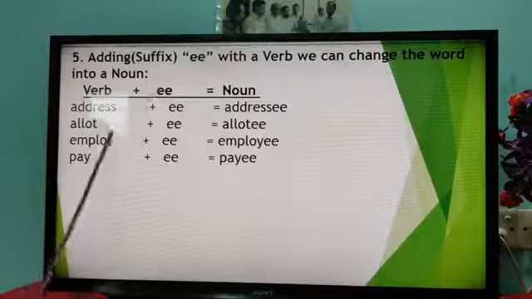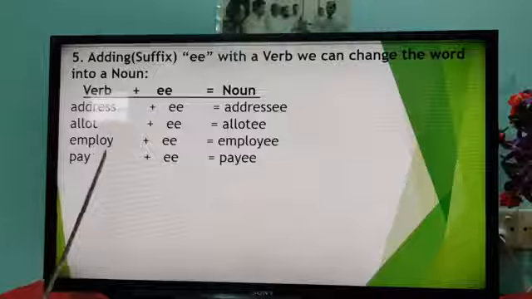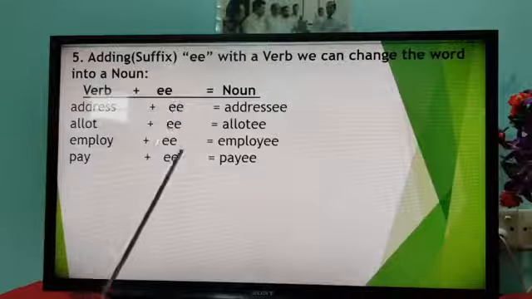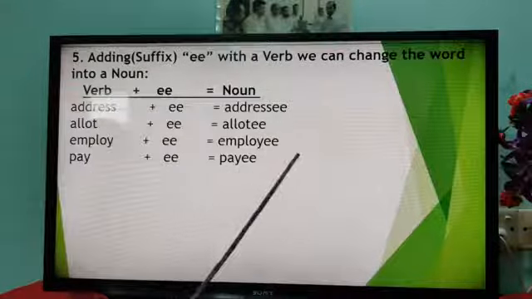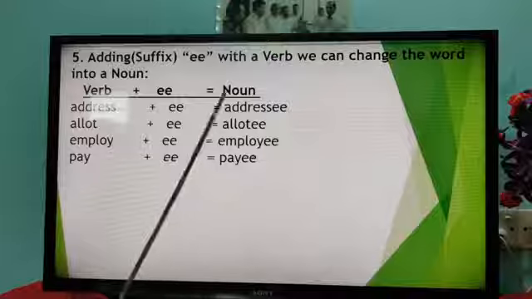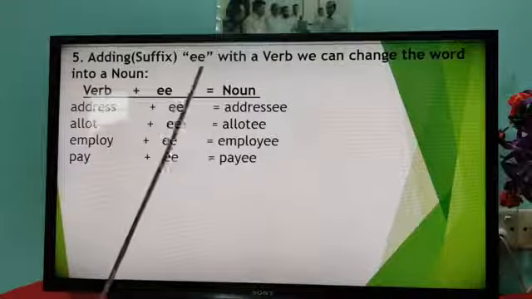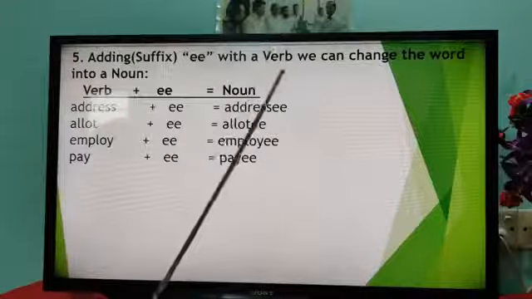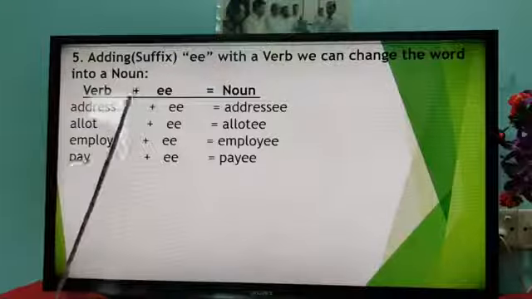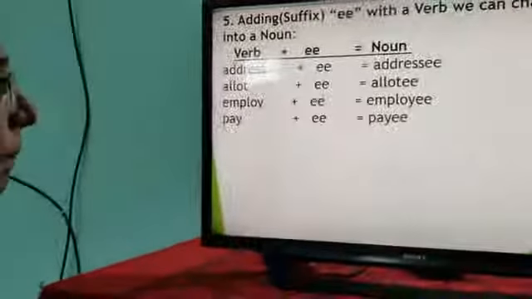Employ, verb, and ee is added with employ, employee. These are nouns. So ee is added with a verb to make a noun. Clear? Please write them.